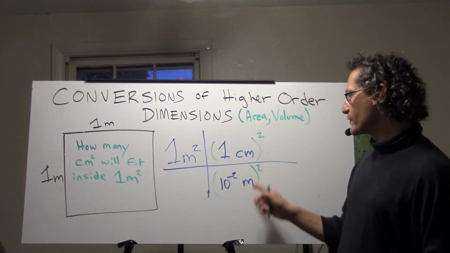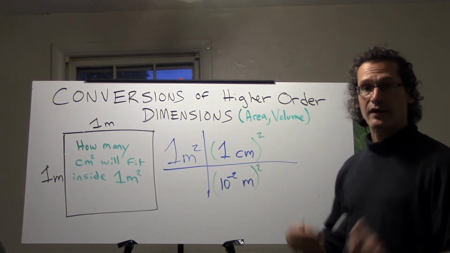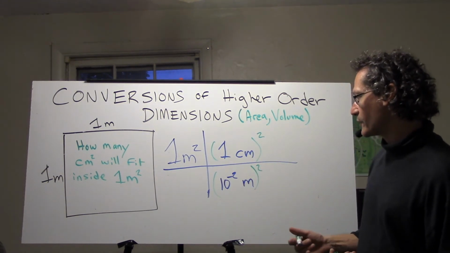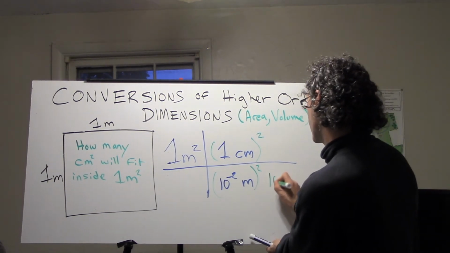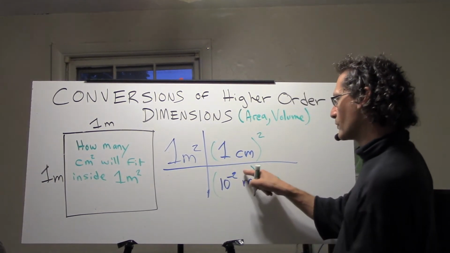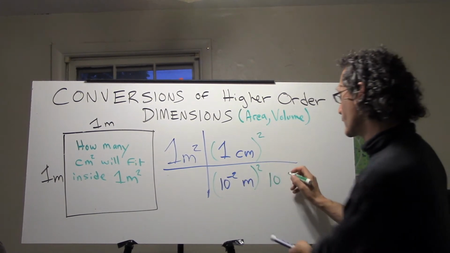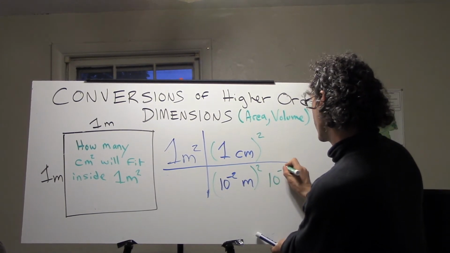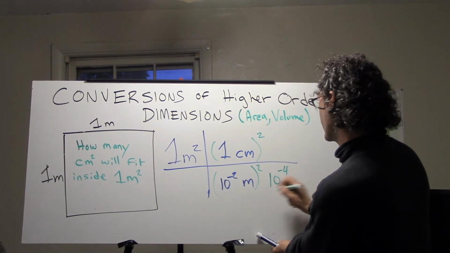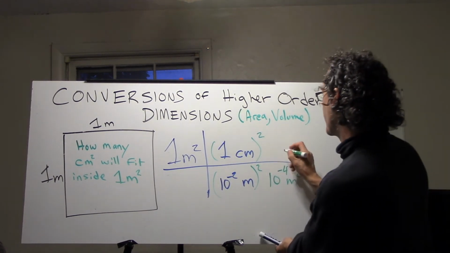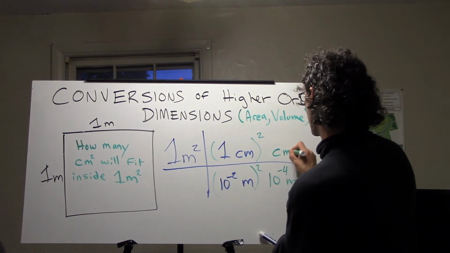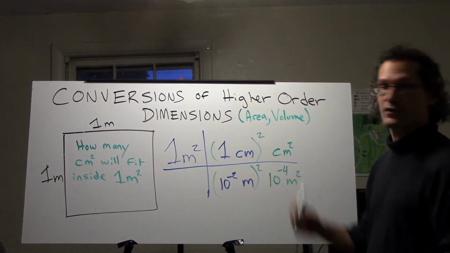So if I square this and square this, we've got to take care of some of the math in order to figure this out. So now when I do this, I get 10 to the negative 2, raised to the 2. We multiply exponents, so it's 10 to the negative 4th, and now I also square the unit, 10 to the negative 4th meters squared. Up here I get centimeter squared, 1 centimeter squared, because 1 squared is 1.